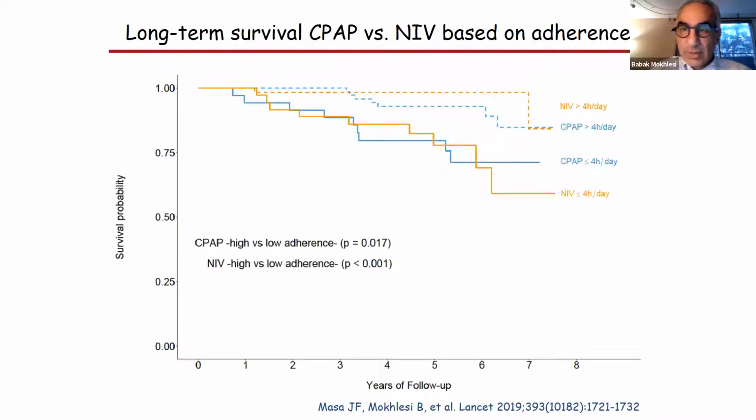Now that was in terms of CO2, but in terms of survival, we looked at two groups. Those who use NIV or CPAP more than 4 hours a day, your typical Medicare definition, versus people who use it for less than 4 hours a day. Again, this is in the Pickwick study. And you can see that for those who use NIV or CPAP adherently, there was no difference in outcomes in terms of survival. But those who used it less, both of them did poorly compared to this group.